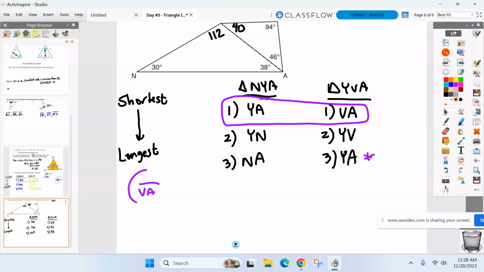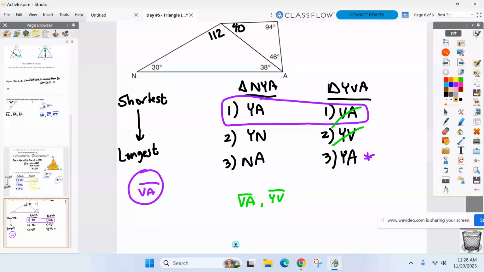Here's my follow-up question, honors kids. Rank all of them with me. So now I know VA is the smallest. What's the next smallest one now? Is it going to be YA? Because those were the 2 smallest, so it's got to be the other one. No, because again, what else do you have ranked that's shorter than YA? VA, which we already have, and YV. That's next.